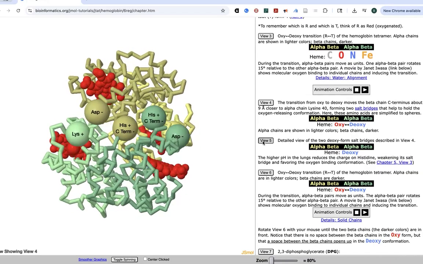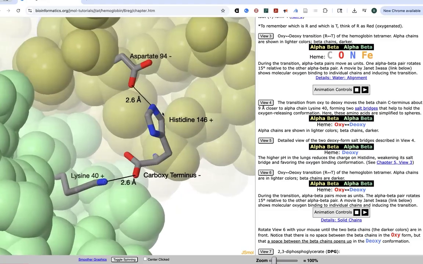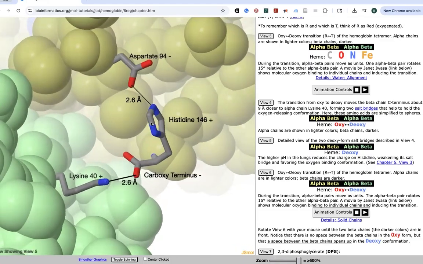If we go closer, let me show it in stick view. So here is what we were looking at before. We've got this histidine. This part of the histidine is positive at a low pH, and this is the carboxyl terminus of the whole chain, because it's the last part of the chain. And so you have the C terminus and your carboxyl group, and the carboxyl group is going to be negatively charged even at the low pH because it has such a low pKa. So it's going to be able to form a salt bridge with this lysine.